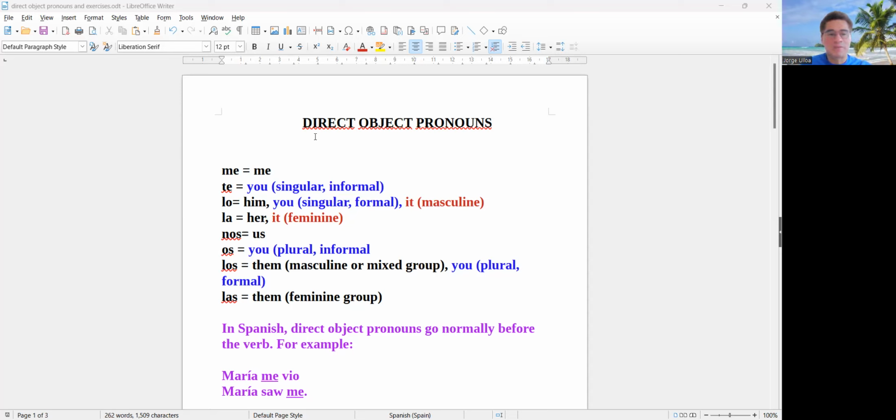Nos is us. Os is you, plural, informal. Los is them. This is a masculine or mixed group, but it can also be a you, plural, formal. Finally, las is them, feminine group.